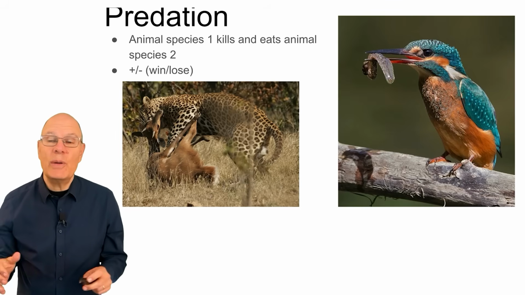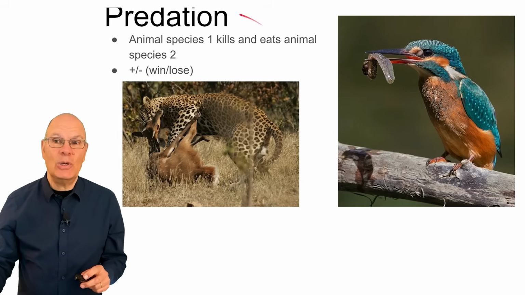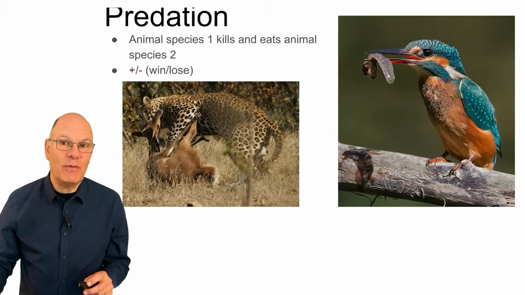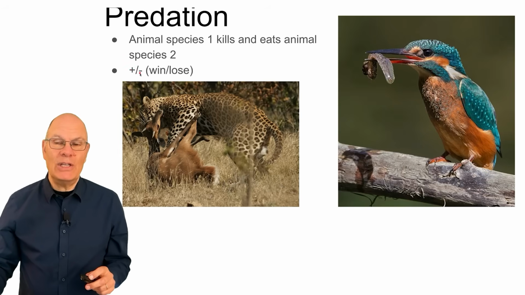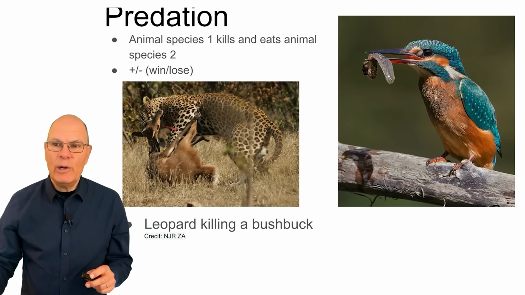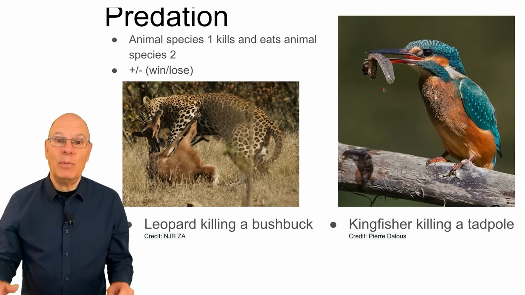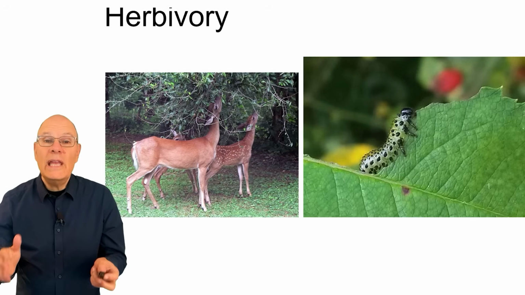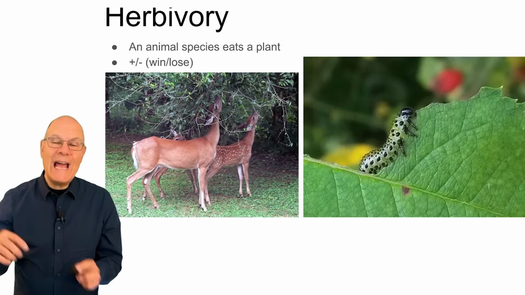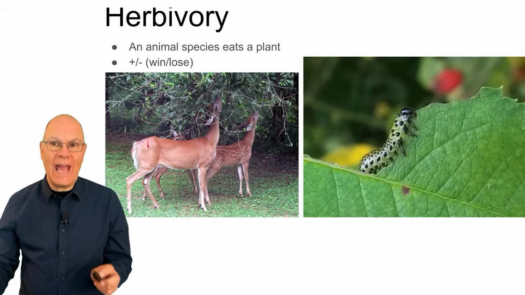Predation is a relationship where animal species 1 kills and eats animal species 2. It's obviously a plus for the predator and a minus relationship for the prey. It's a win-lose interaction. Here we have a leopard killing a bushbuck, and here we have a kingfisher killing a tadpole. That's predation.